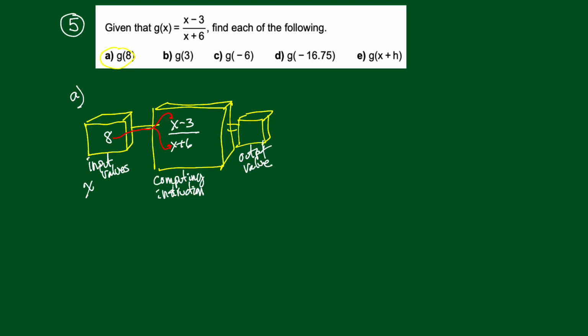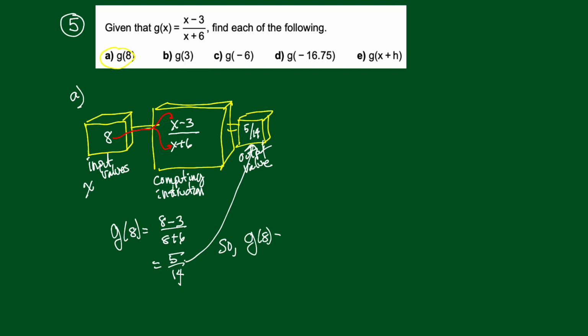I'll say it this way, actually. G of 8 is, all right, 8 minus 3 over 8 plus 6, which is 5 over 14. All right, so what I would do then is I would take this 5 over 14 and store it over here. And that's it. That is the value of that function. So I'm saying that G of 8 is 5/14. So G converts 8 into 5 over 14.